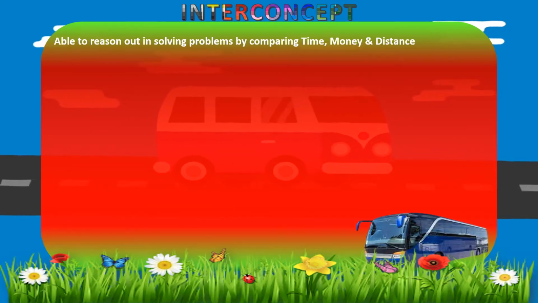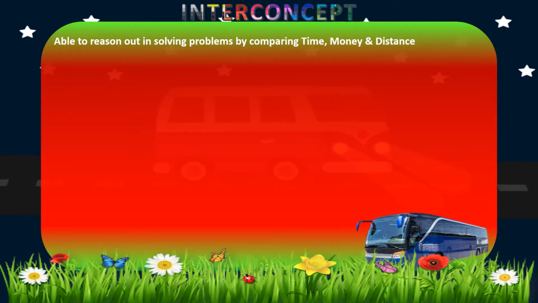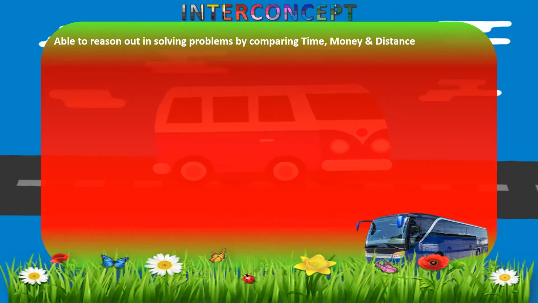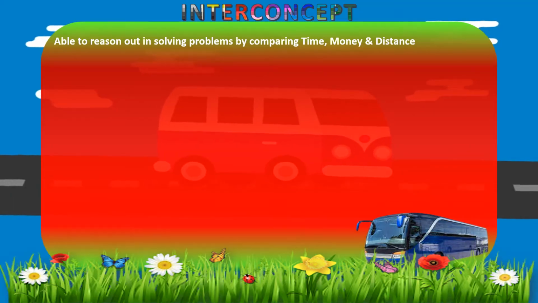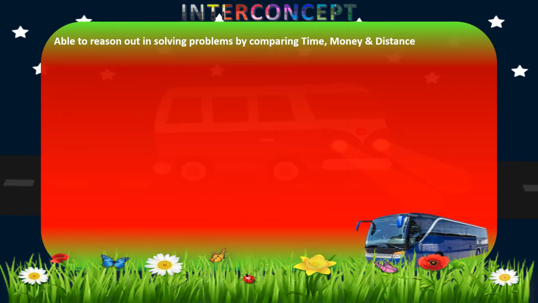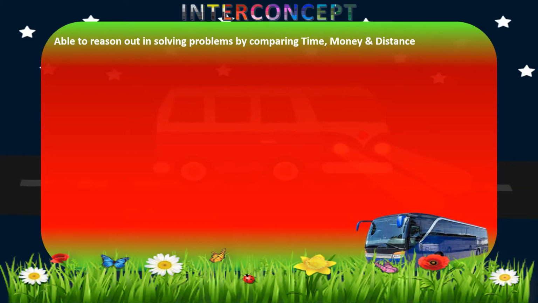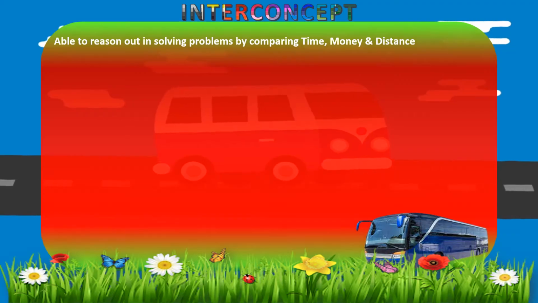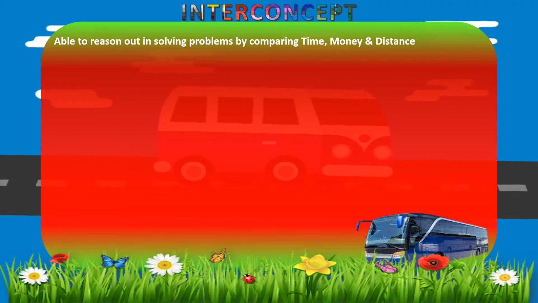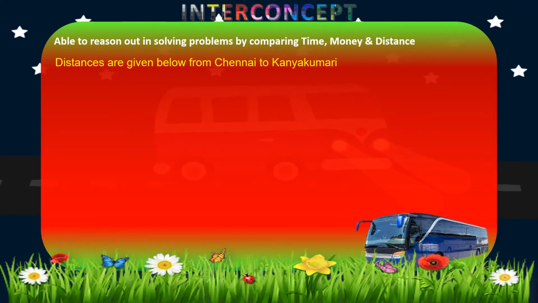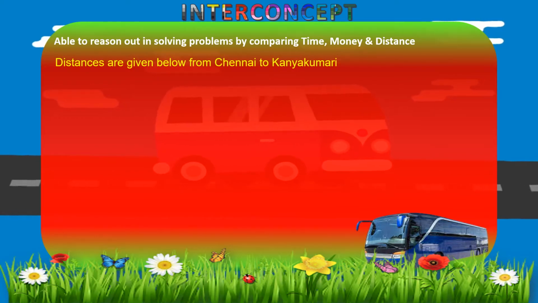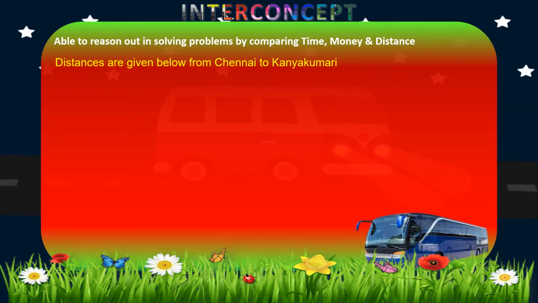In interconcept, we have to find out the relation between distance, speed, time and money. Able to reason out in solving problems by comparing time, money and distance. Here, distances are given below from Chennai to Kanyakumari.